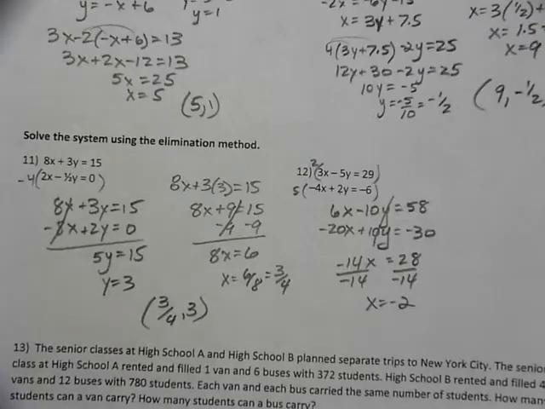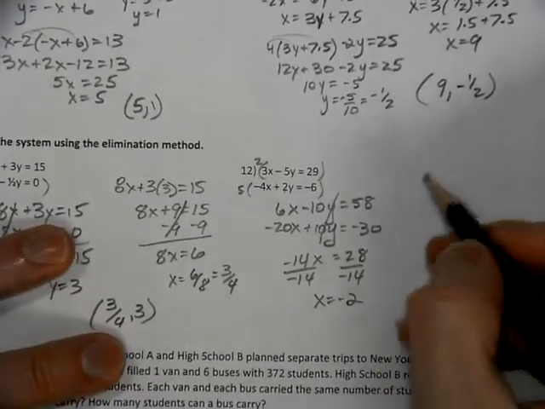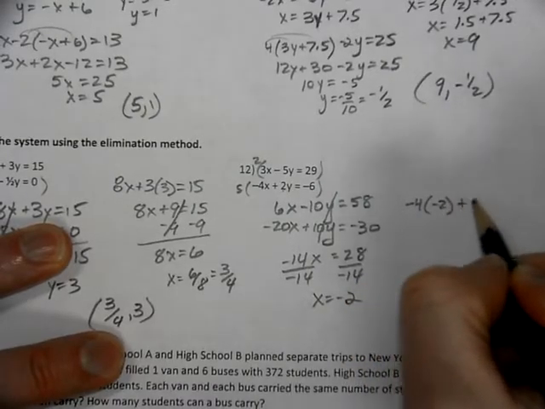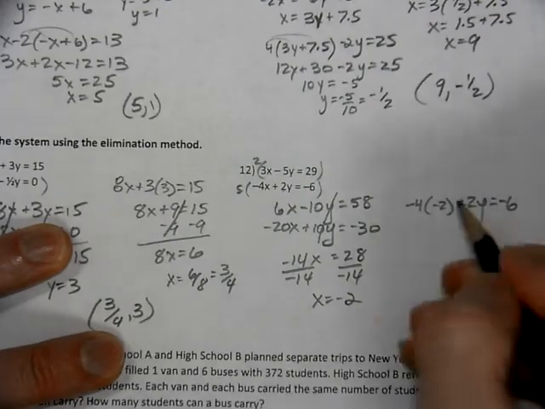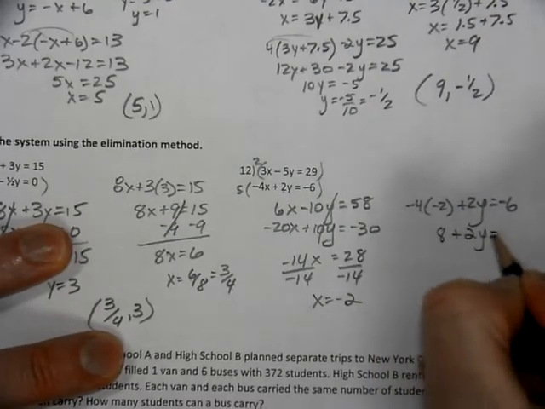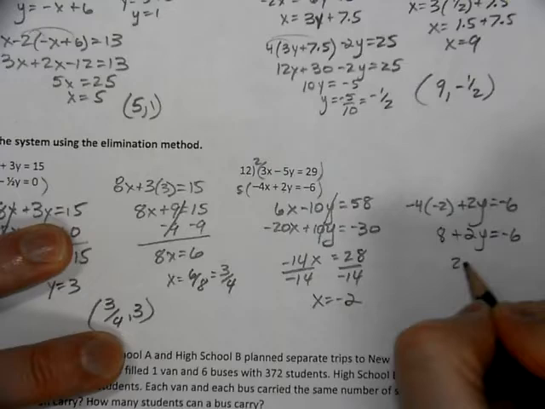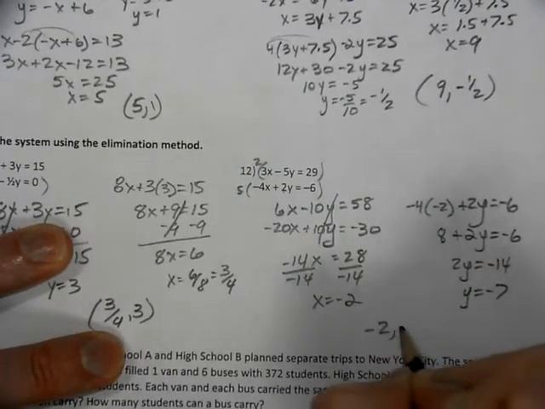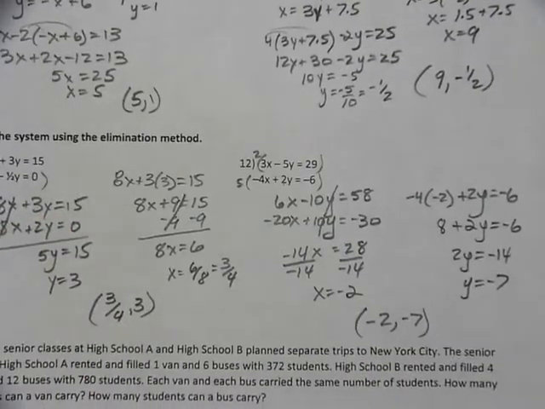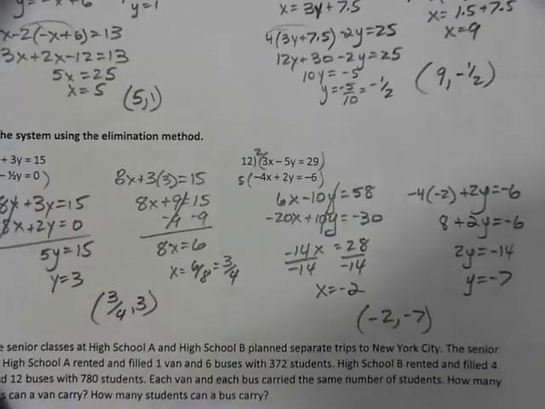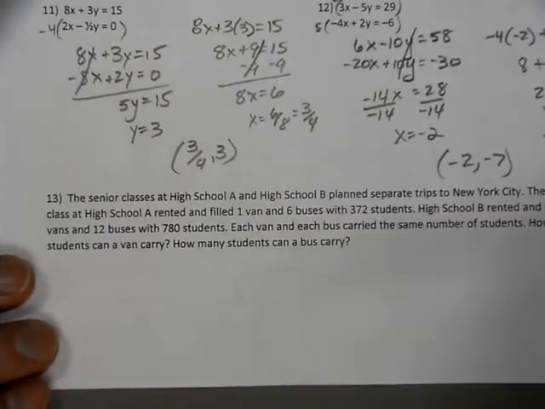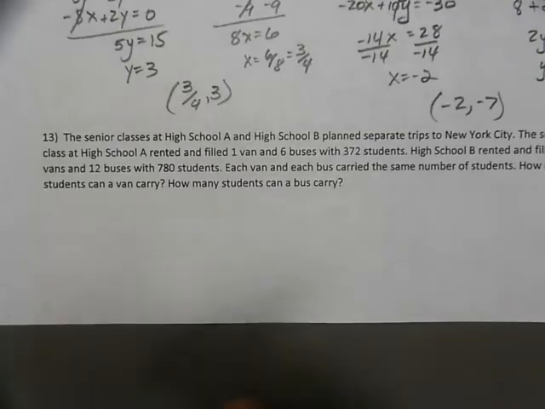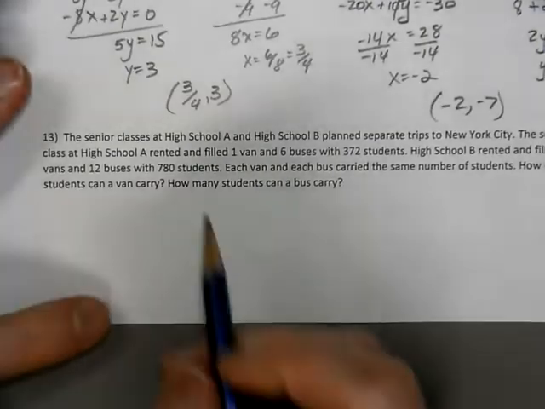X is negative 2. So when x is negative 2, I can plug it back into either original equation. This one looks a little bit easier to work with. Subtract that across and divide. So we get (negative 2, negative 7). Alright. Last question. Always remember, you can pause the video, you can rewind it, check them out again.